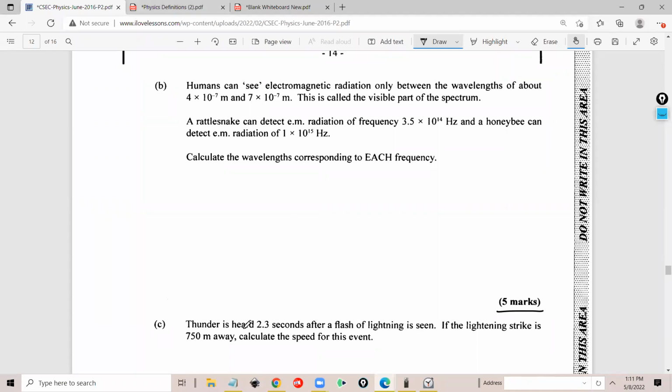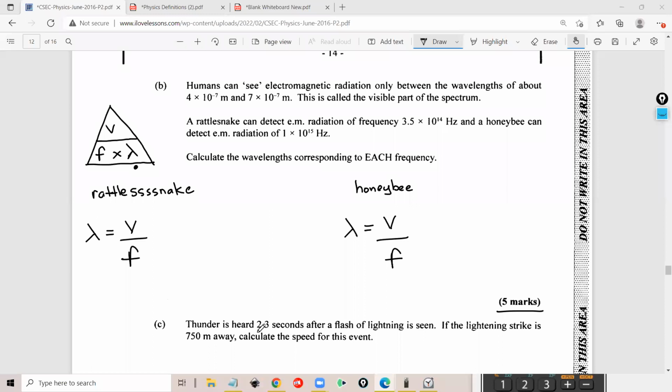All right, so take 2 minutes. Okay. For the rattlesnake, well, in both cases, the velocity is going to be the same, right? Because all waves in the electromagnetic spectrum have the same what? Speed. So for both of them, it's 3 multiplied by 10 to the power 8, which was given to you by the examiner, in meters per second. And you just have to divide it by what? The corresponding frequency, which the examiner gave you straight out.